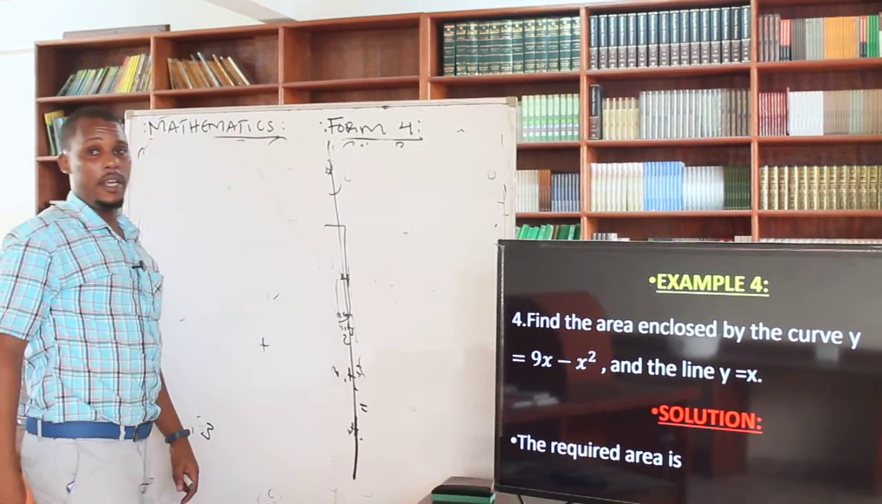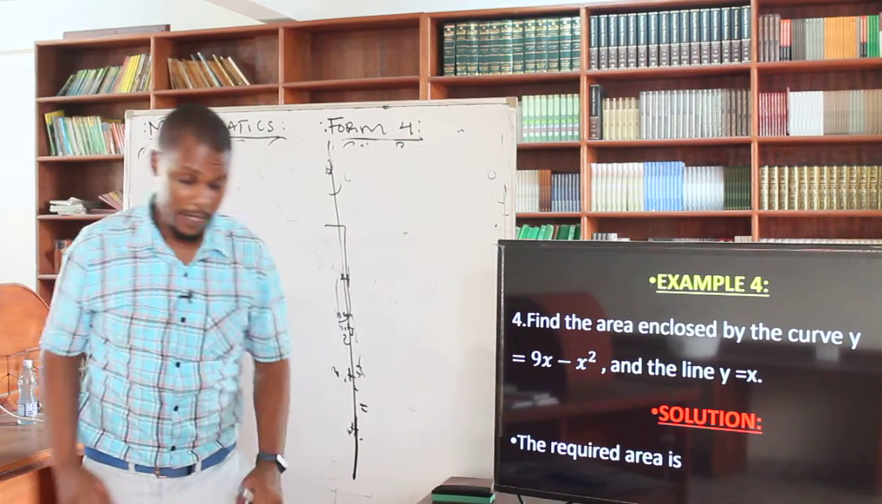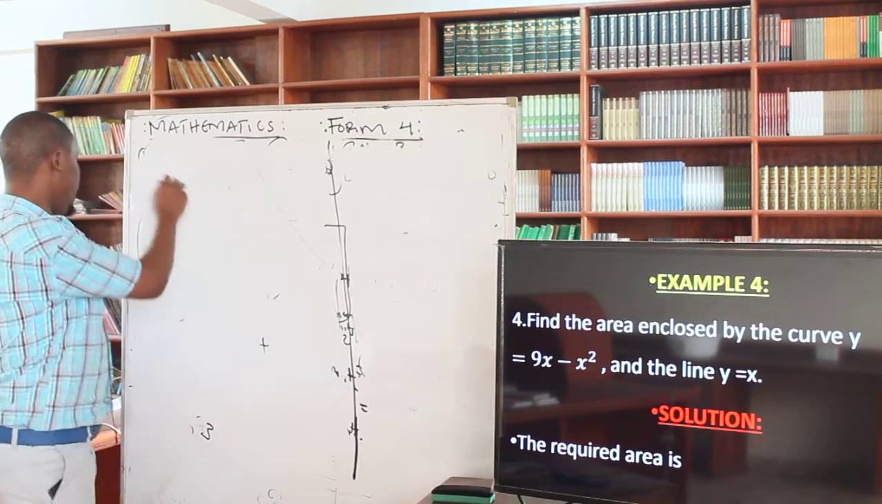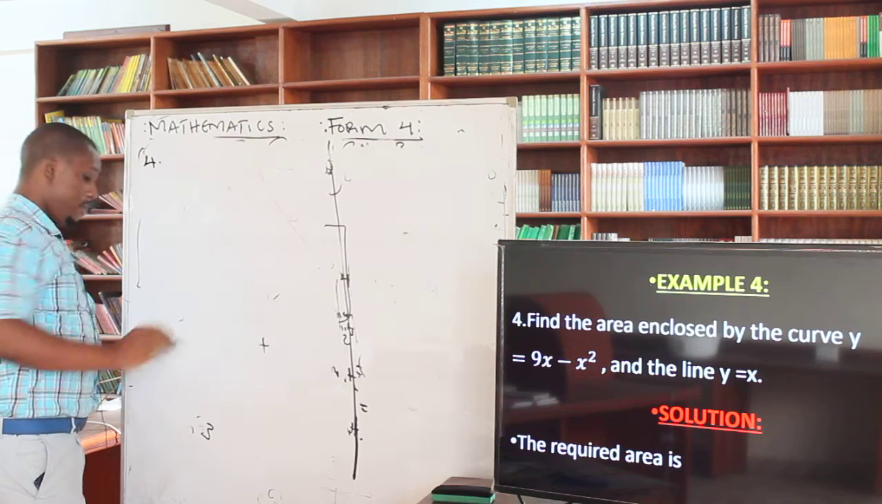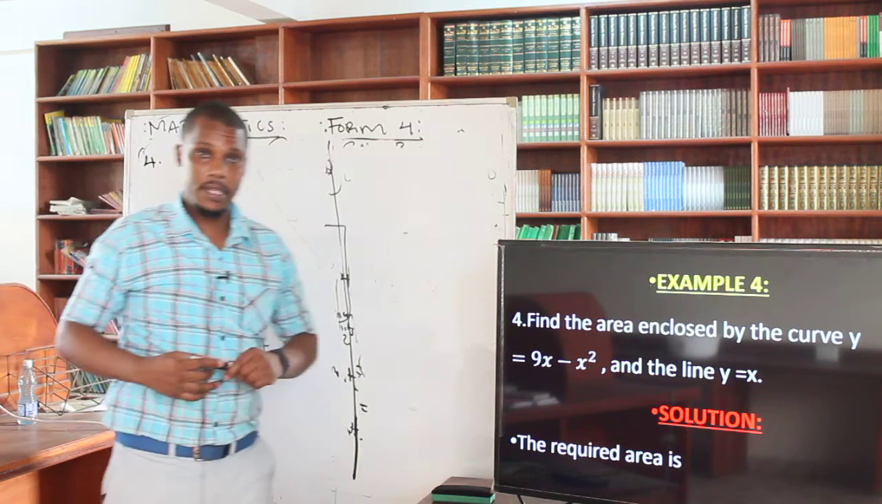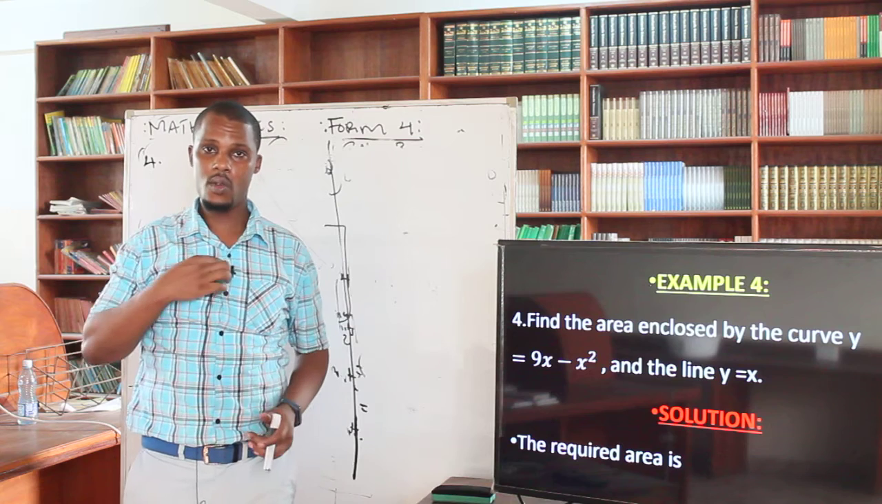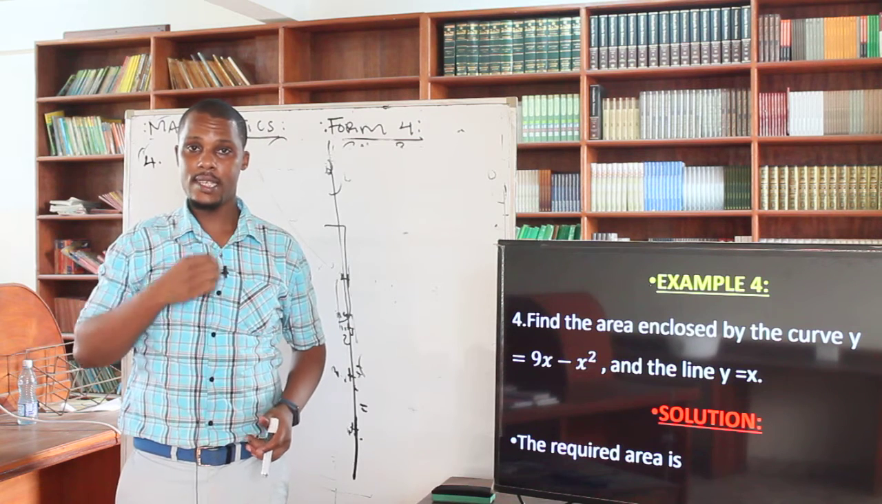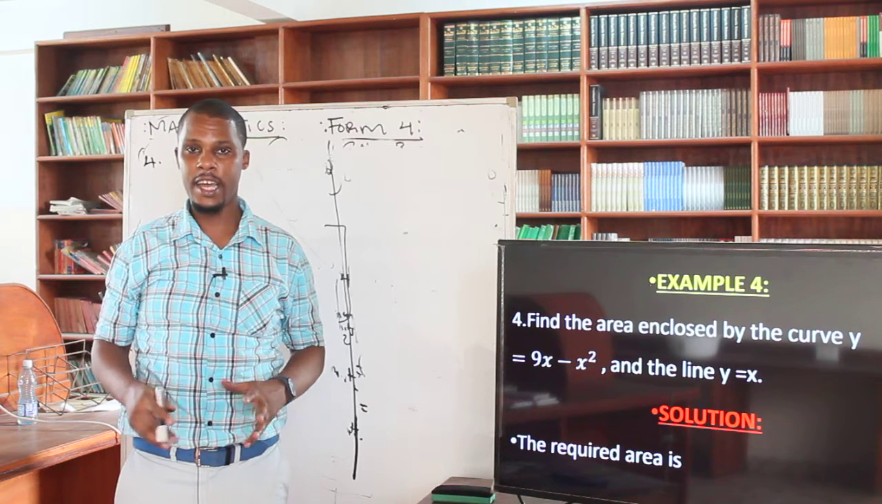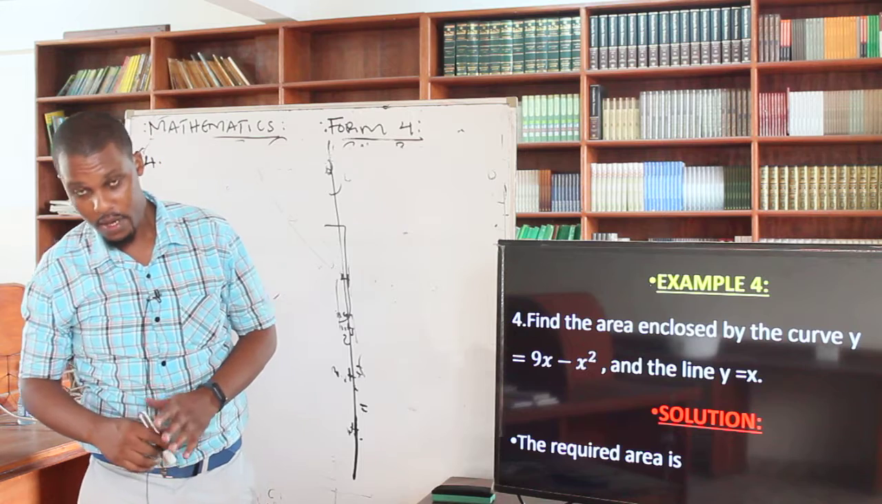My example number 4, again you are told, 5 is a different technique again. My example number 4: find the area enclosed by the curve y equals 9x minus 9x squared, and the line y equals x. Then you have the solution.